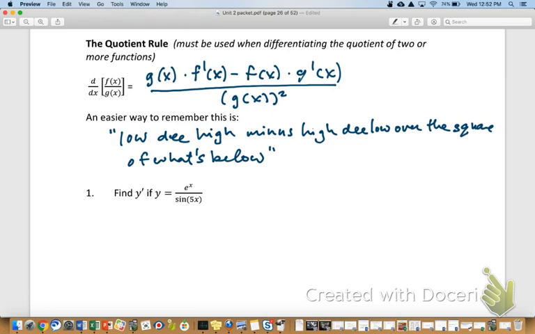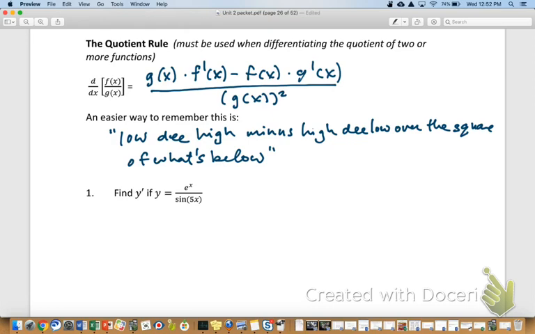What does the word low stand for? Denominator. Yep. What about d high? Derivative of numerator. And of course, high would be numerator, d low would be derivative of denominator, and then over the square of what's below is the denominator, right? So squaring the denominator. And of course, as I was writing that nice little symbolic version of this, what's going on in my head? Low d high minus high d low over the square of what's below.